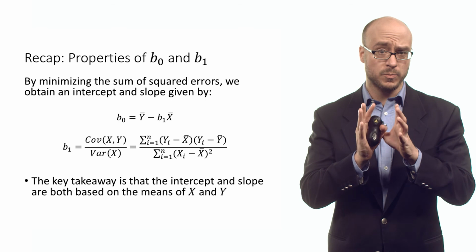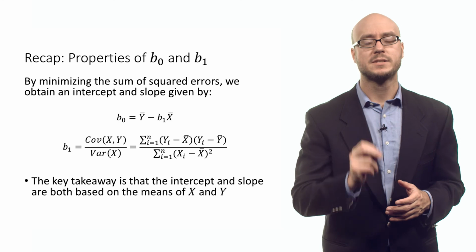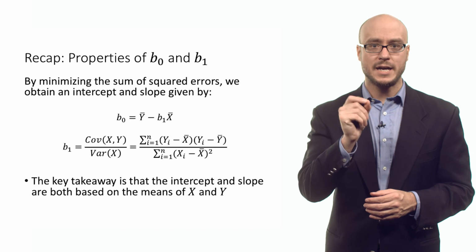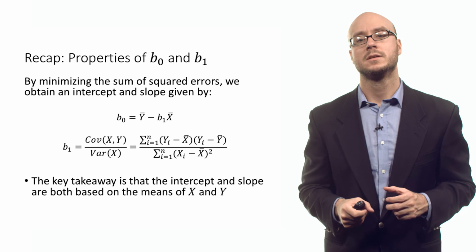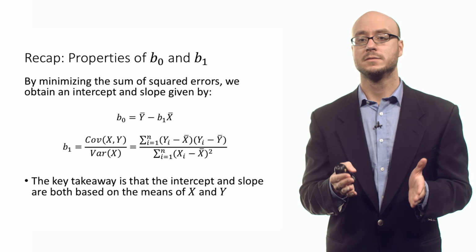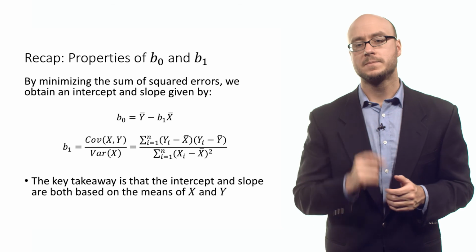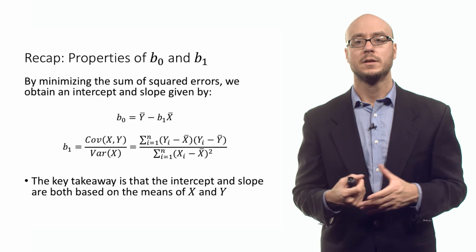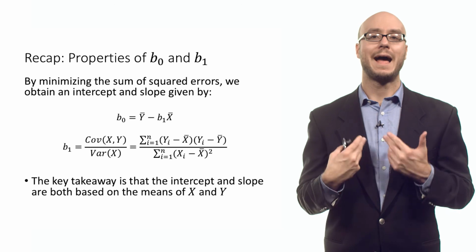And the other key point is that both the slope and the intercept from the least squares regression line are based on the means of x and y. And this is an important point, because the intercept and slope are based on the means of x and y, they are sensitive to outliers. In the same way that the mean of x and the mean of y are sensitive to outliers, in contrast to, say, the median, the 50th percentile, the intercept and slope of the least squares regression line are going to be sensitive to any sort of outliers, because they use the means of x and y.